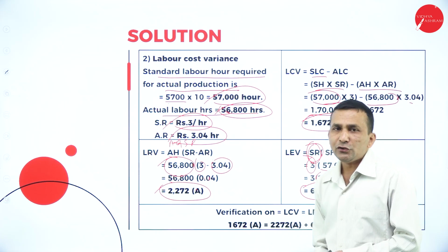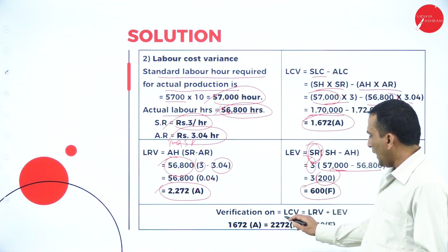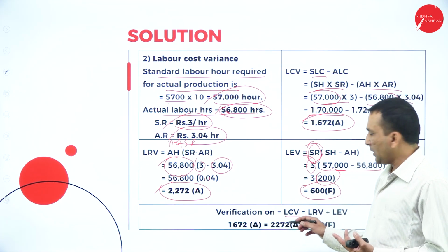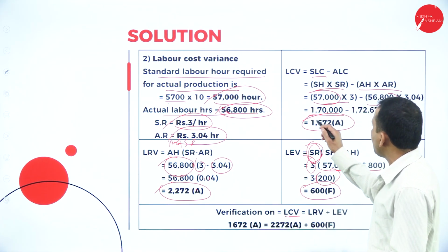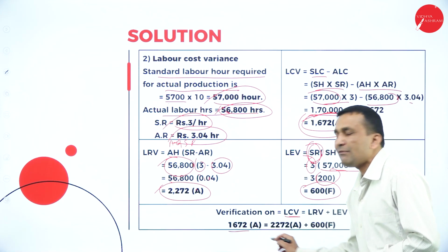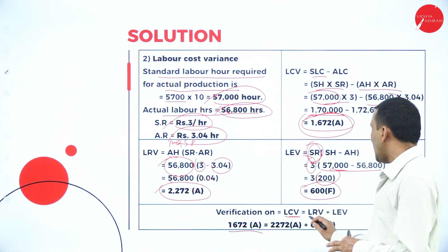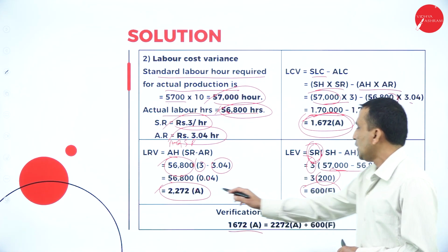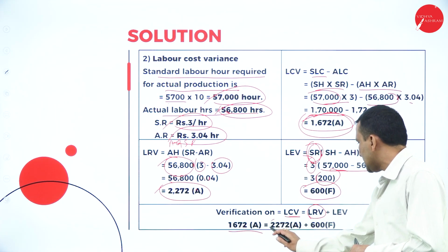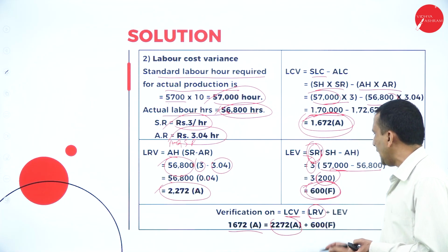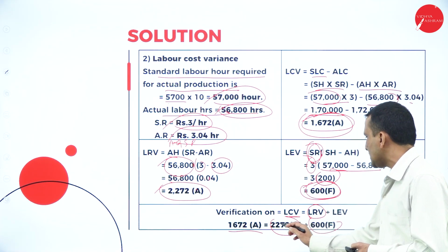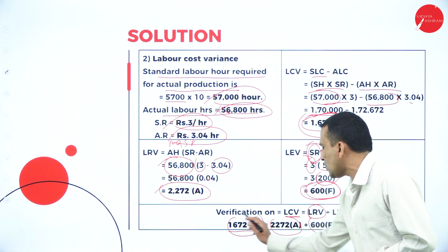Obviously we need to do the verification. Labor cost variance, the formula is labor rate variance plus labor efficiency variance. Under labor cost variance we got 1,672, written as it is. Under labor rate variance we got 2,272, which is adverse, and I have written it as it is. Now here we get a favorable result. So obviously adverse is more, so the result is also adverse only.